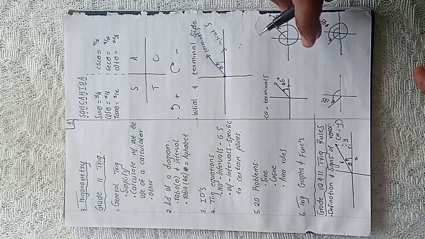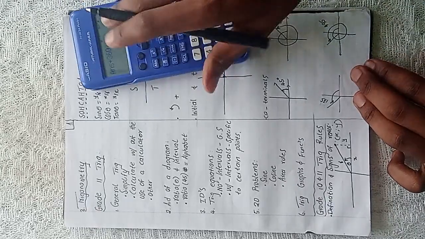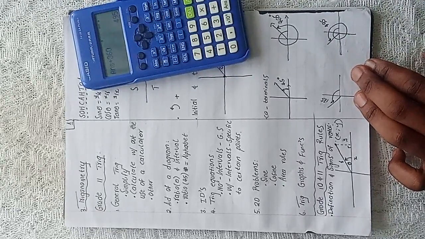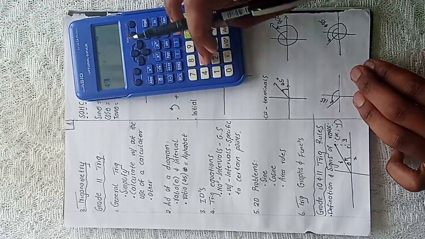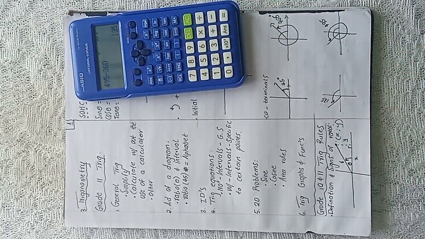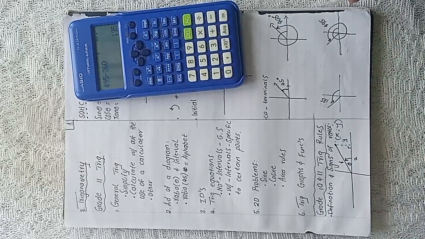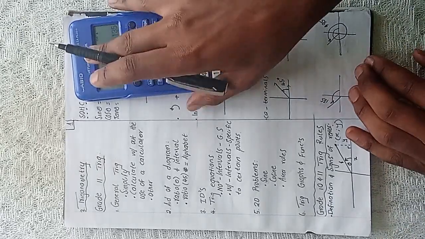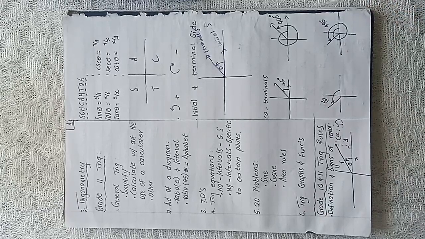For me to see if 135 and 495 are coterminals, I can take 495 and just subtract 360. If I get 135, then that means they are coterminals. So coterminals are angles that share the same initial side and the terminal side. They are not necessarily equal, but they share the same initial side and the terminal side. I hope that's clear.